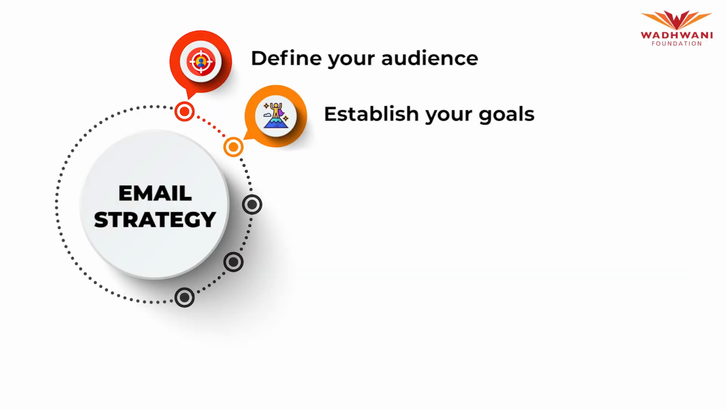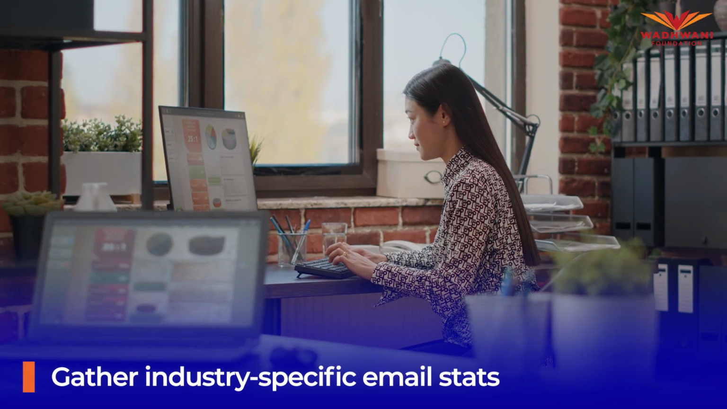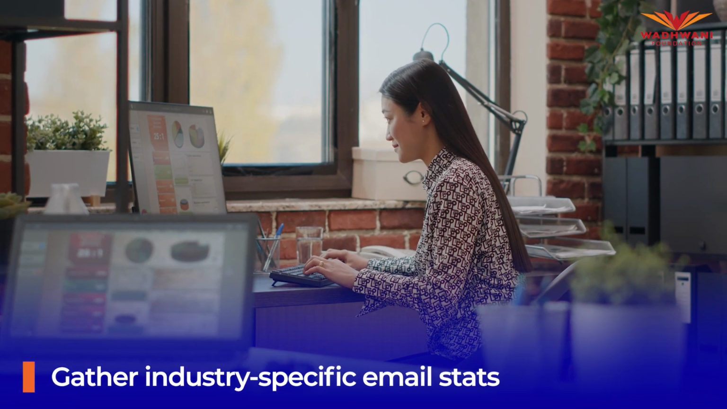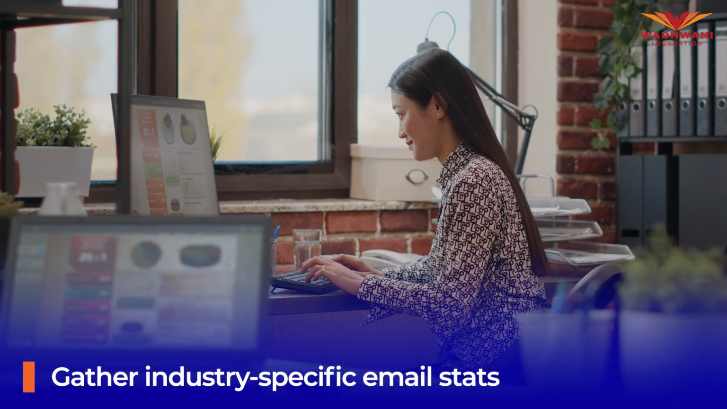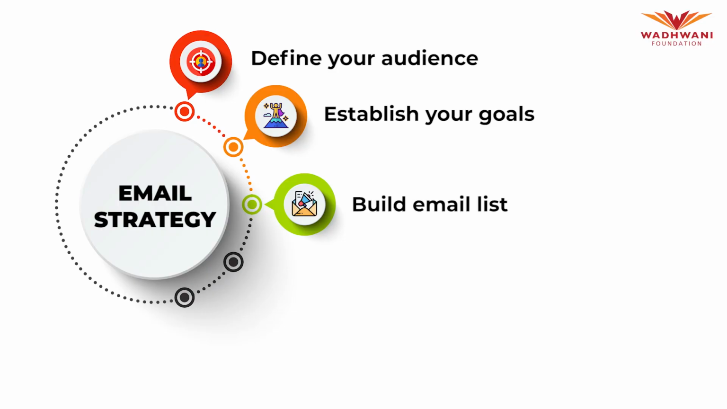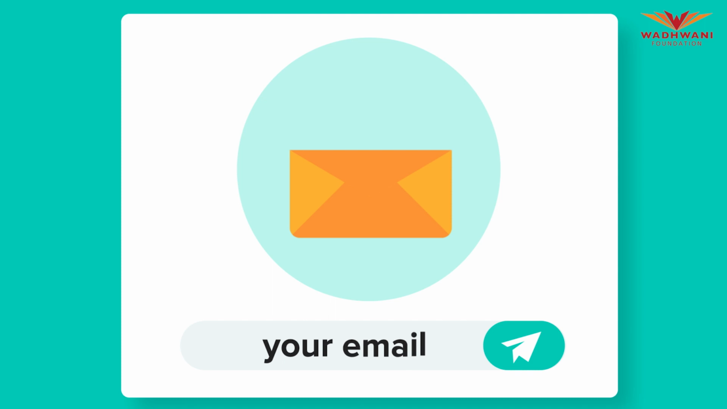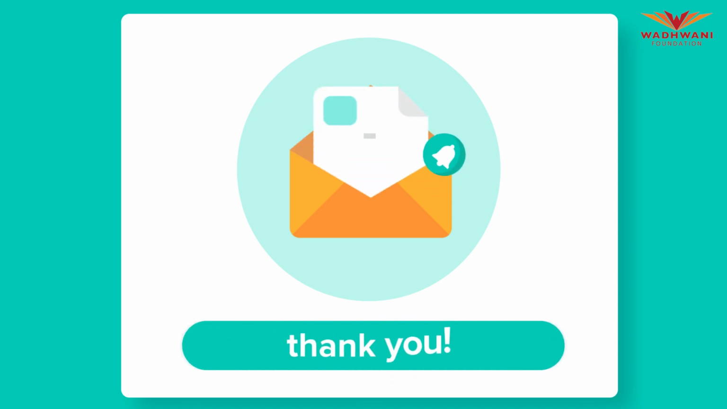Second is to establish your goals. Before designing your campaign, it is important to design your campaign goals. Gather some context. You'll want to know the average email stats for your industry and use them as a benchmark for your goals. The third step is to build your email list. An email list is a group of users who have given you the permission to send them relevant content. To build that list, you need several ways for prospects to opt in to receive your emails as well.